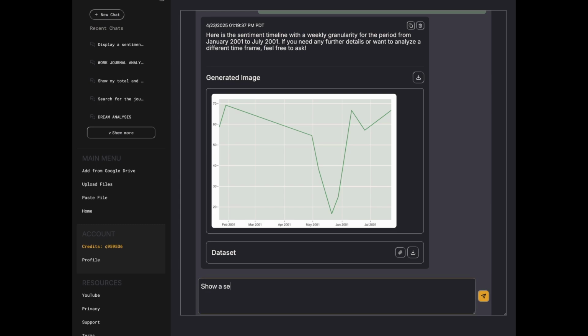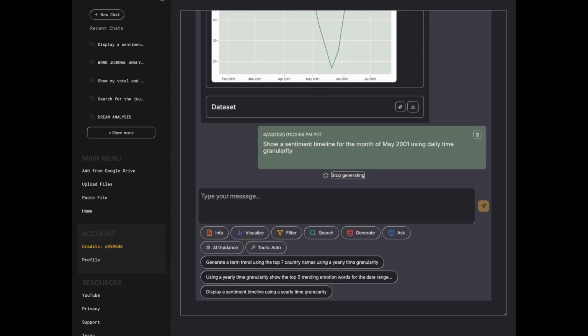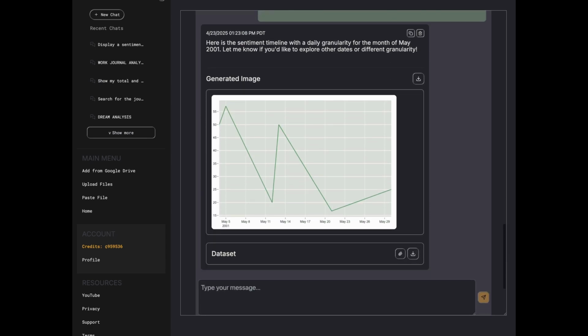So I'm telling it, give me one for the month of May using a daily time granularity. And knowing my journals, this is close enough. Now I have this timeline where I can identify specific days that probably corresponded to that big dip that I saw on that main timeline. So I'm kind of curious what was going on in my life at that time, which I did, which was super interesting. I won't bore you with it here.